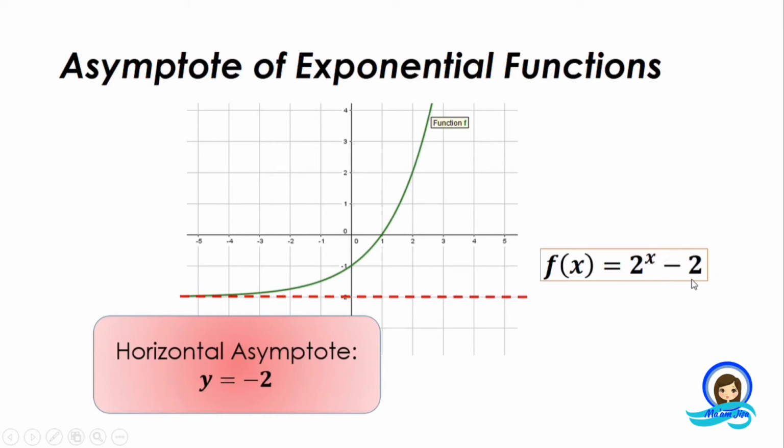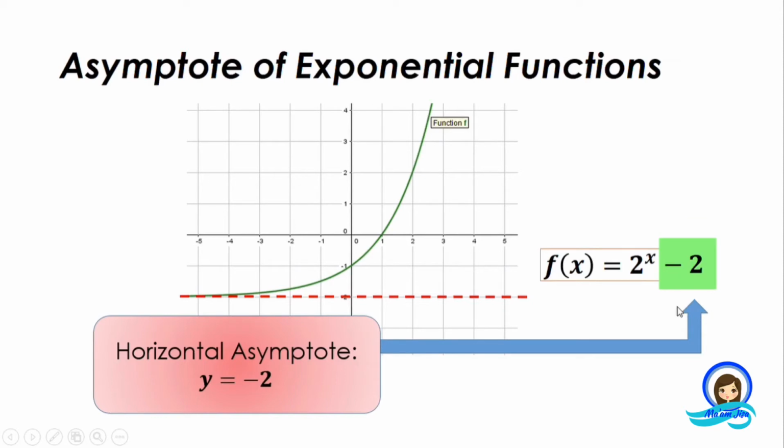This number here is the horizontal asymptote. Any number that comes after the expression, the base with an exponent variable, is our horizontal asymptote. So as easy as that, you don't have to graph anymore. You can identify the asymptote of exponential functions.